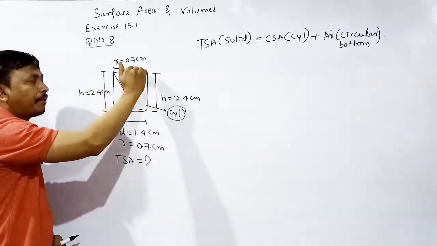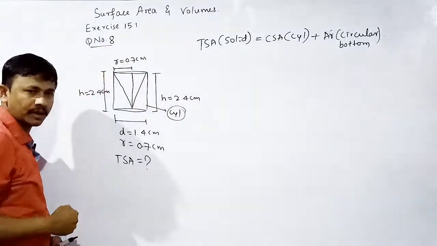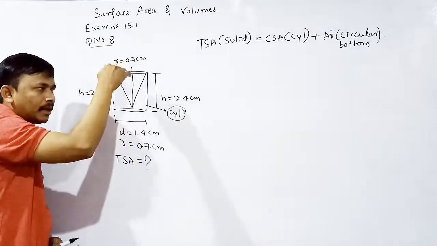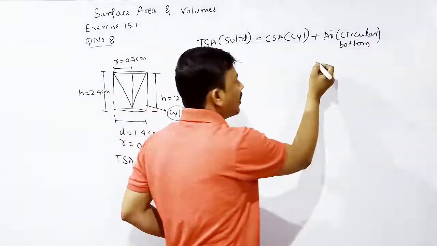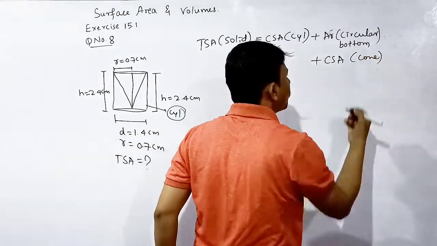And upper we cannot feel, but we can feel the inner surface of the cone. Correct? Inner part of the cone, we cannot feel it, we are cutting it. We can feel the inner surface area of the cone, that is nothing but what? CSA of cone plus CSA of cone.